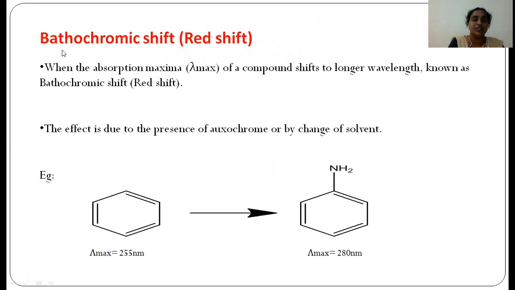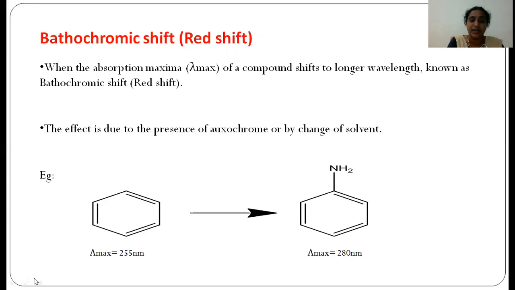Another terminology used is bathochromic shift. This bathochromic shift is also called red shift. It is when the absorption maxima, that is the wavelength lambda max of a compound, shifts towards a longer wavelength. This effect is generally observed due to the presence of an oxochrome. Here benzene absorbs light at 255 nanometers, but whenever it is attached to the oxochrome, the absorption wavelength increases to 280. That means a shift of the band towards the longer wavelength side.